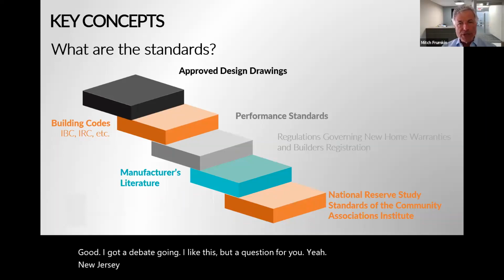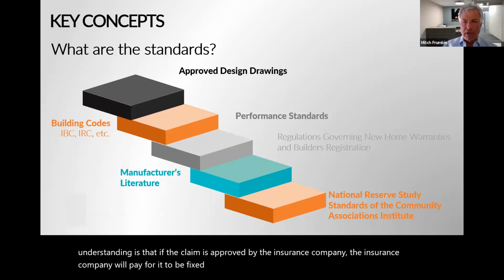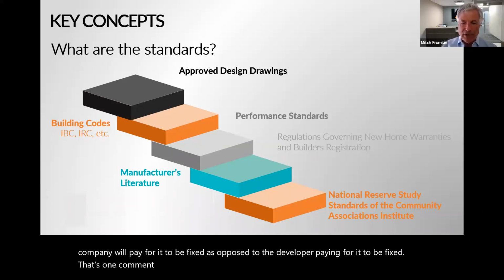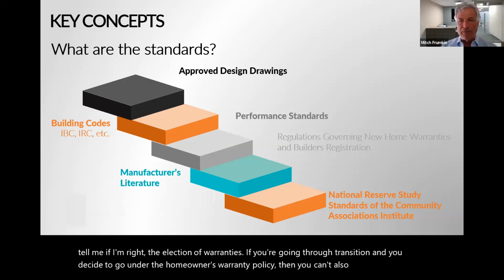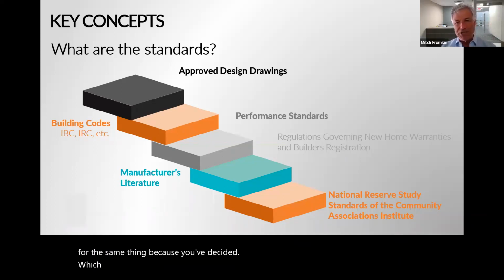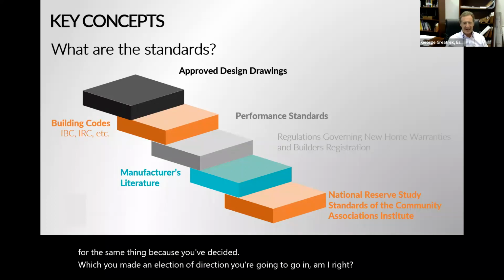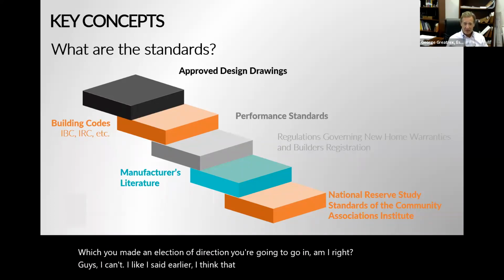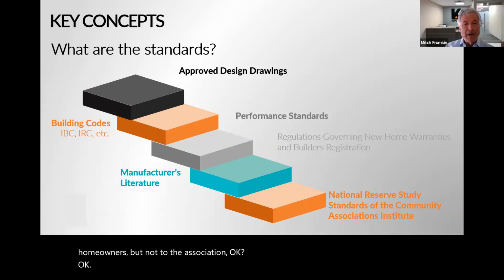But a question for you. In New Jersey, it's an insurance policy. So if there's a claim, my understanding is that if the claim is approved, the insurance company will pay for it to be fixed as opposed to the developer paying for it to be fixed. That's one comment, which I think is the difference. But the other thing is, if I'm not mistaken, tell me if I'm right, the election of warranties, if you're going through transition and you decide to go under the homeowner's warranty policy, then you can't also sue the developer for the same thing because you've made an election of direction you're going to go in. Am I right? Like I said earlier, I think that applies to individual claims by individual homeowners, but not to the association. It's not an exclusive remedy for an association. Okay. I'm going to have to double check that, Mitch.